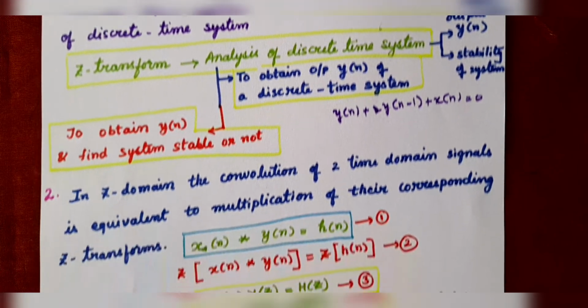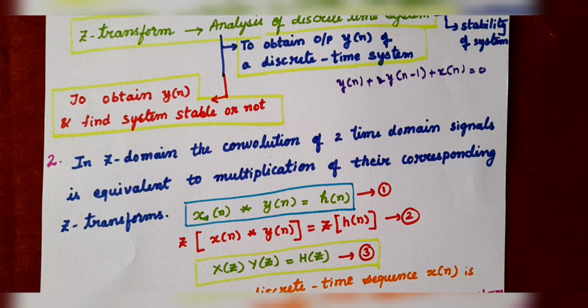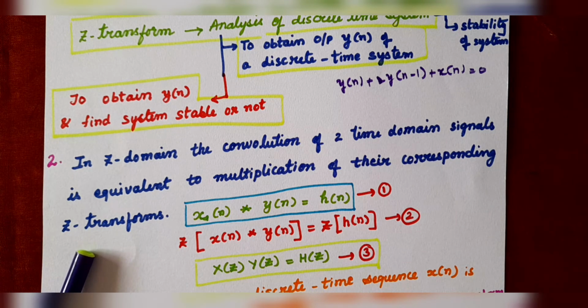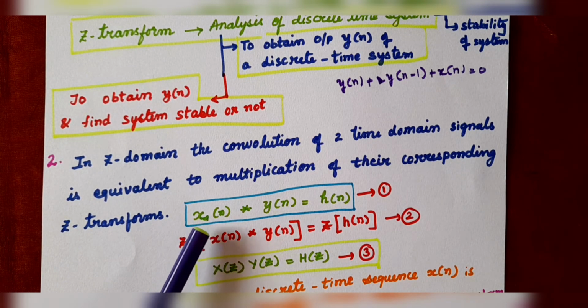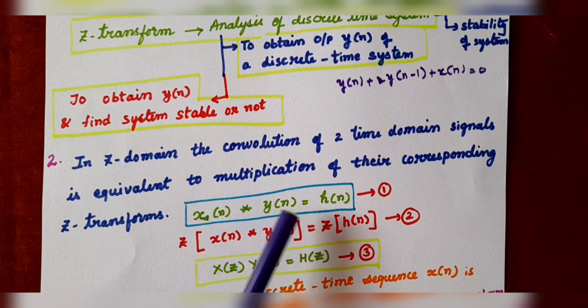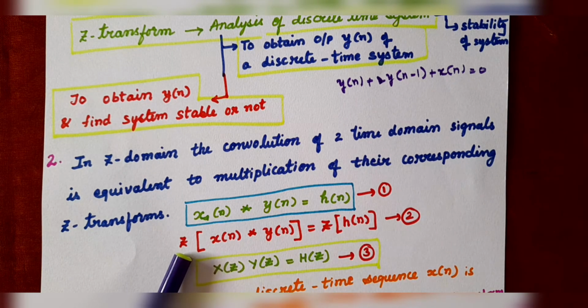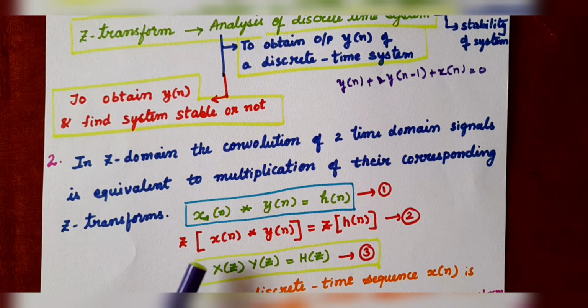The second point: in Z domain, the convolution of two time domain signals is equivalent to multiplication of their corresponding Z transforms. This convolution property of Z transform is very important. x of n and y of n are two time domain signals. They are convolved to get h of n. If you apply Z transform to these signals, we will get X of z dot Y of z. H of n's Z transform is H of z.